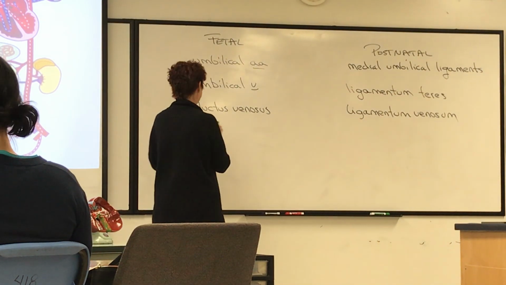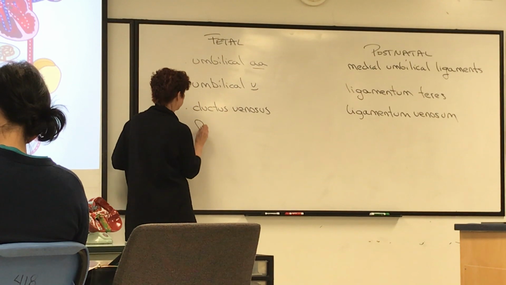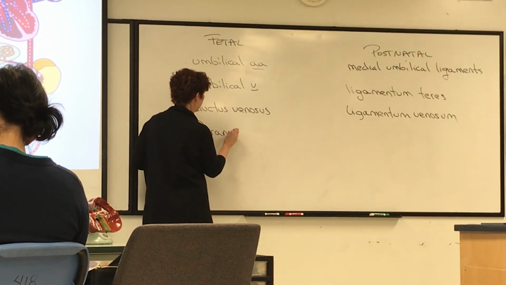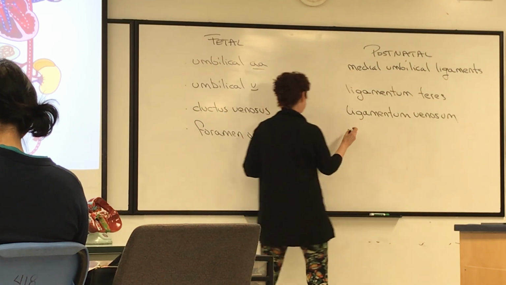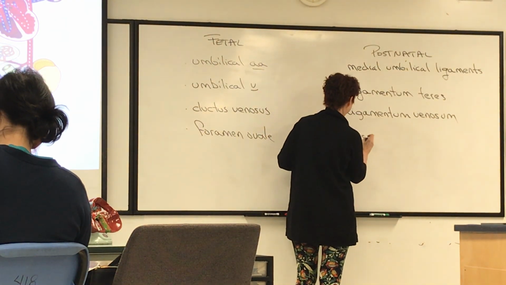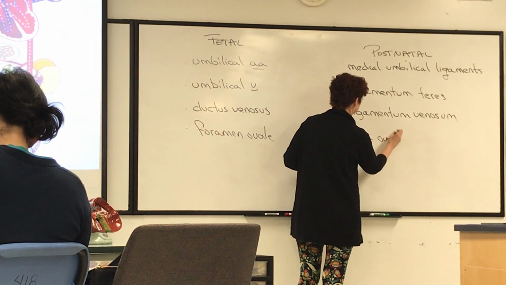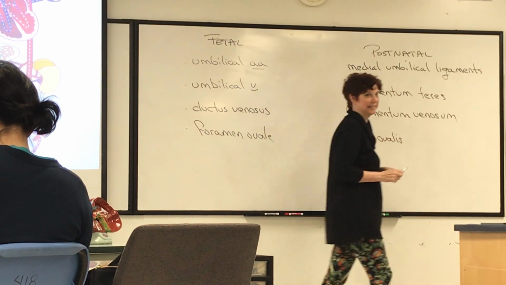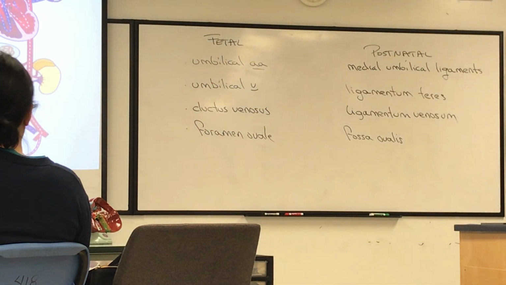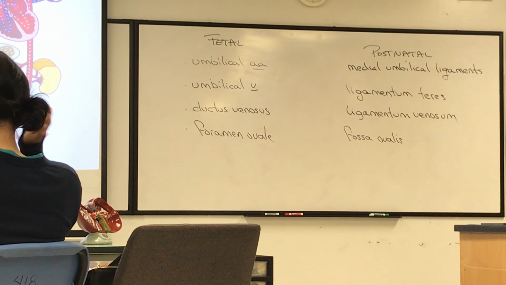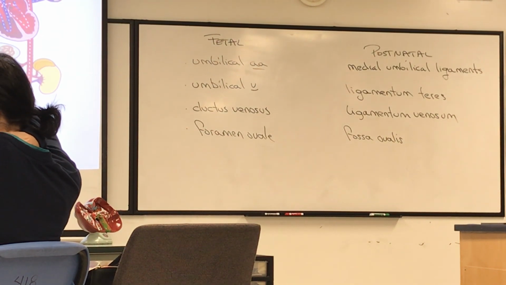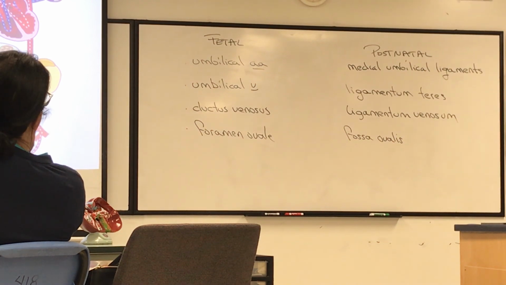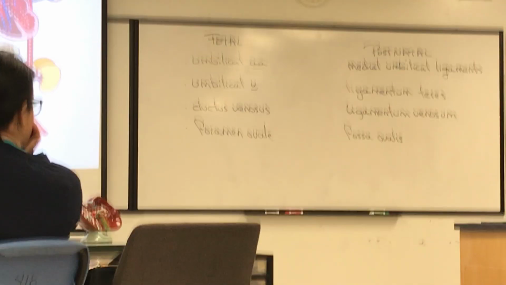Then we have the foramen ovale, which we talked about on the first day of this unit. And it becomes a fossa ovalis, that oval membrane in the interatrial septum between the right atrium and the left atrium. We saw kind of in here.